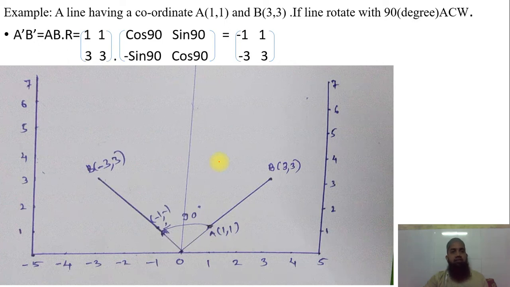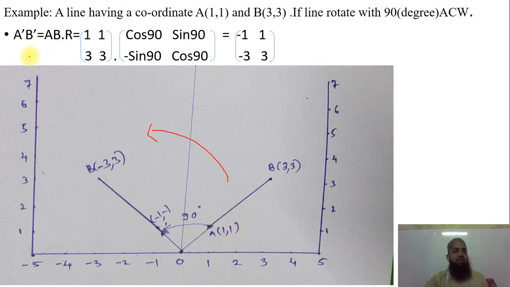I have taken a very simple and short example here. A line having coordinates A as 1 comma 1 and B as 3 comma 3. These are two points connected with each other, forming a line. So line AB has coordinates 1 comma 1 and 3 comma 3. If the line is rotated by 90 degrees anti-clockwise, all the angles will be positive, because it is rotated in the anti-clockwise direction this way. So it will be rotating from here to here.